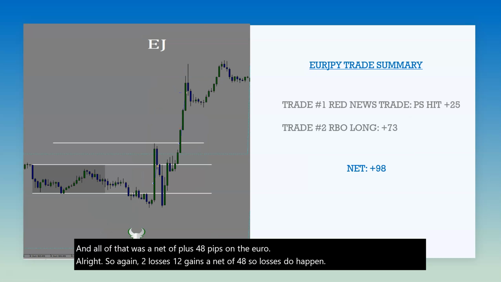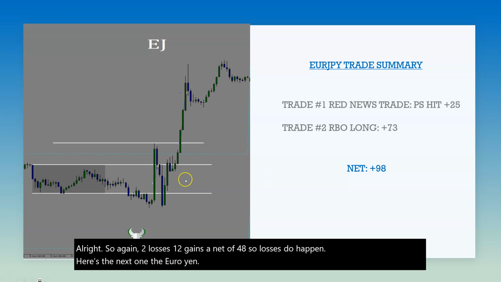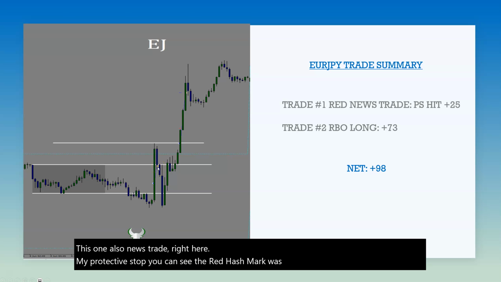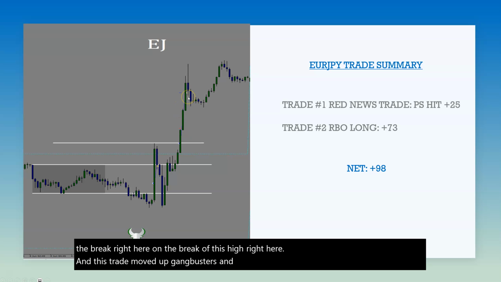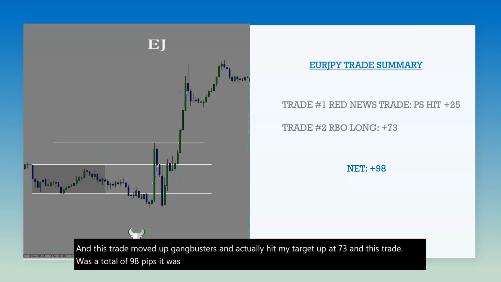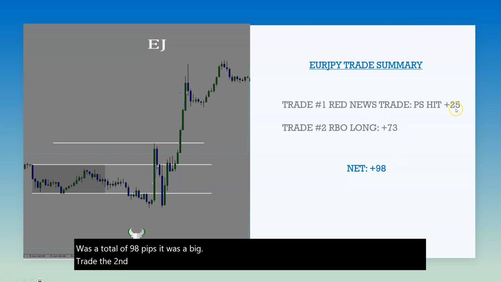Here's the next one, the euro yen. This one also was a news trade right here. My protective stop, you can see the red hash mark, was set. And this one also, I was taken out for plus 25. And this one also, the price action came back inside and became a range. And then I bought the break right here on the break of this high. And this trade moved up gangbusters and actually hit my target up at 73. And this trade was a total of 98 pips. It was a big trade, the second trade, and the first trade was a great trade.